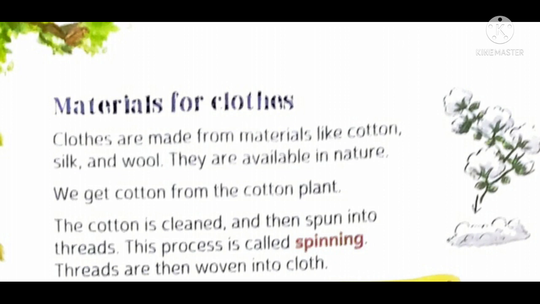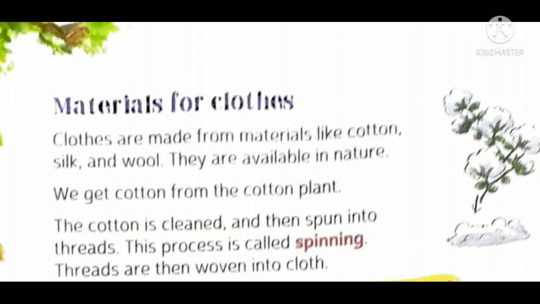Clothes are made from materials like cotton, silk and wool, and they are available in nature. We get cotton from the cotton plant. The cotton is cleaned and then spun into threads. This process is called spinning. Threads are then woven into cloth. Wool comes from the hair that covers the body of a sheep. The hair is cleaned and woven into woolen thread. The woolen thread is knitted to make sweaters, mufflers and other garments.